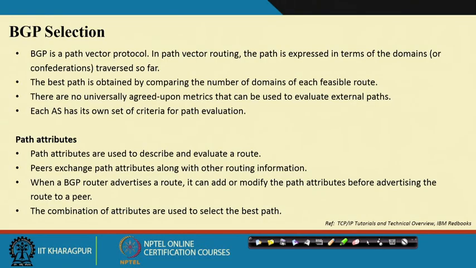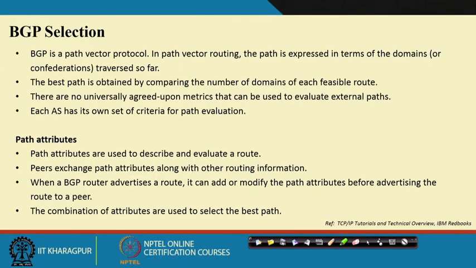There is no universally agreed upon metric that can be used to evaluate the external path. That is difficult, because each AS has its own criteria of path evaluation. There is no universal metric because it is a large network of networks, and there are several ASes. So, each AS has its own way of finding the optimal path, which is based on the path attributes. Several path attributes are used to describe and evaluate a path.